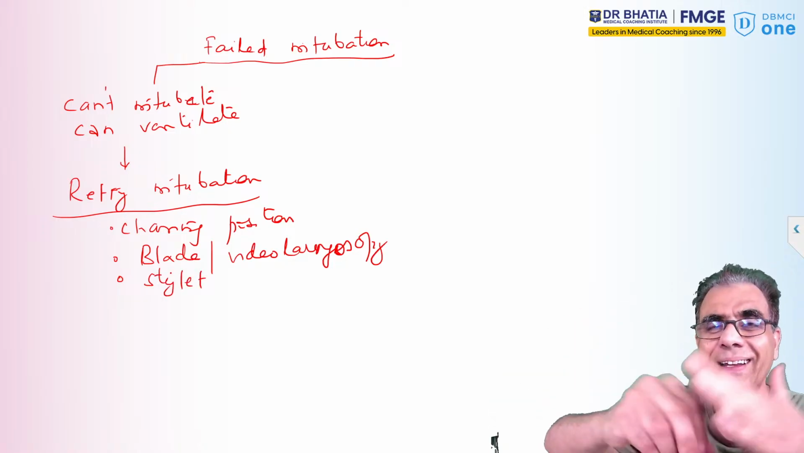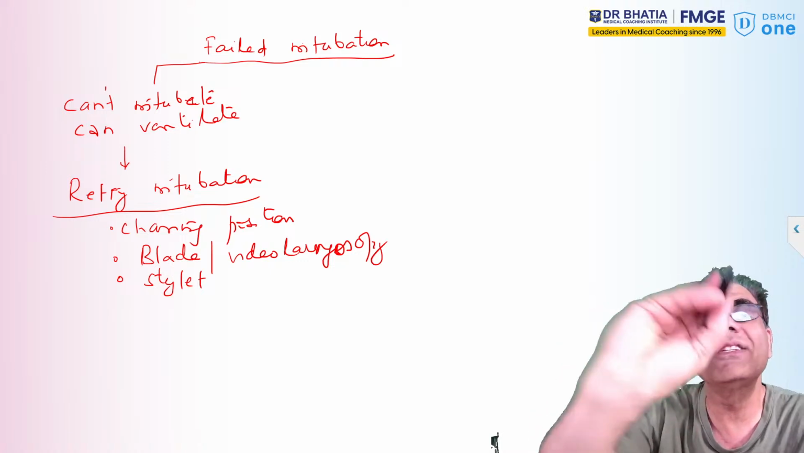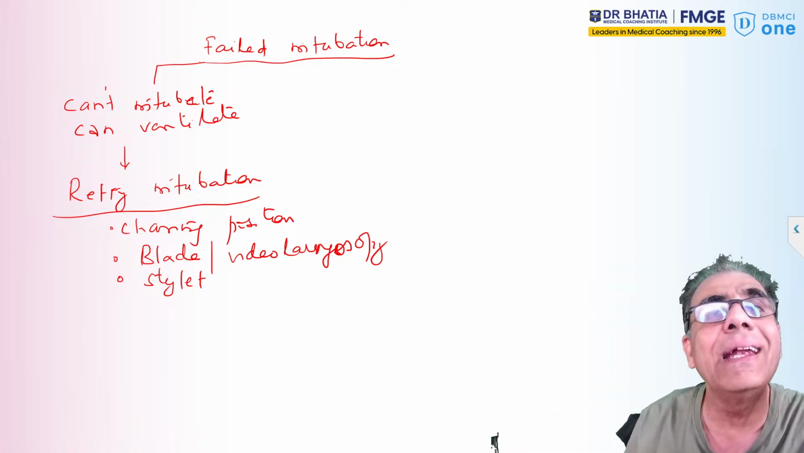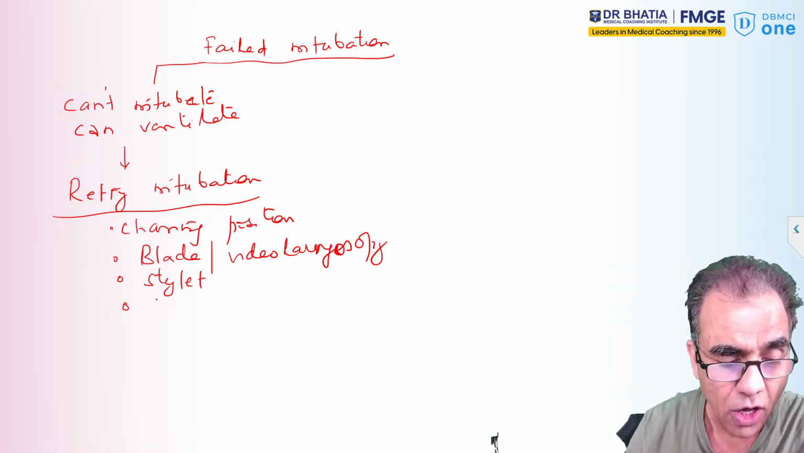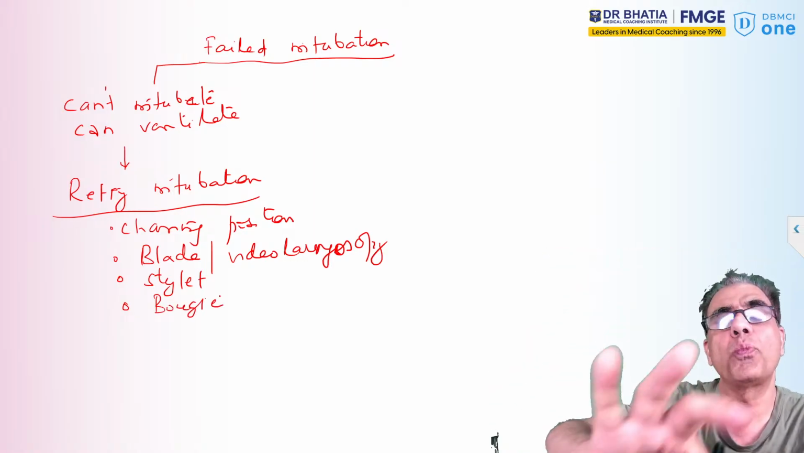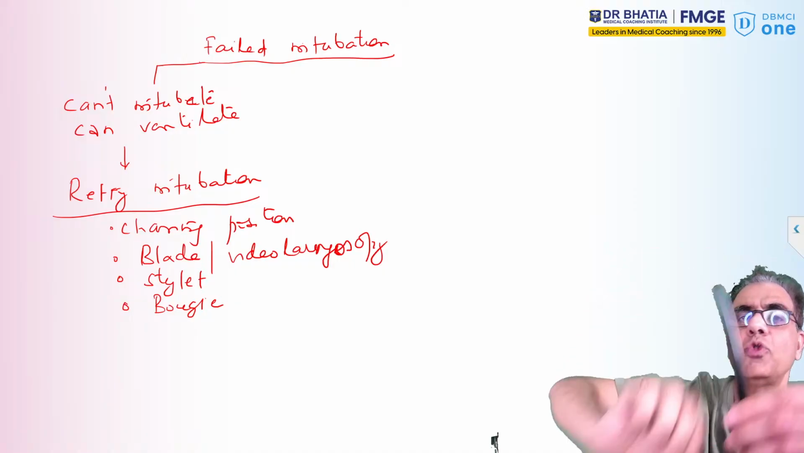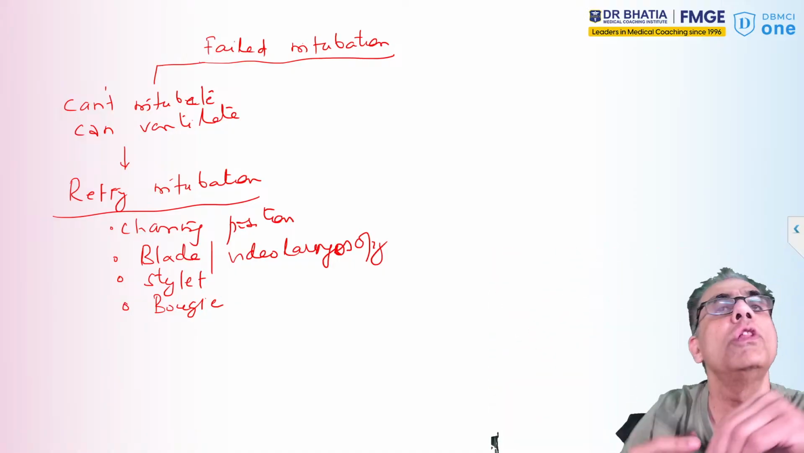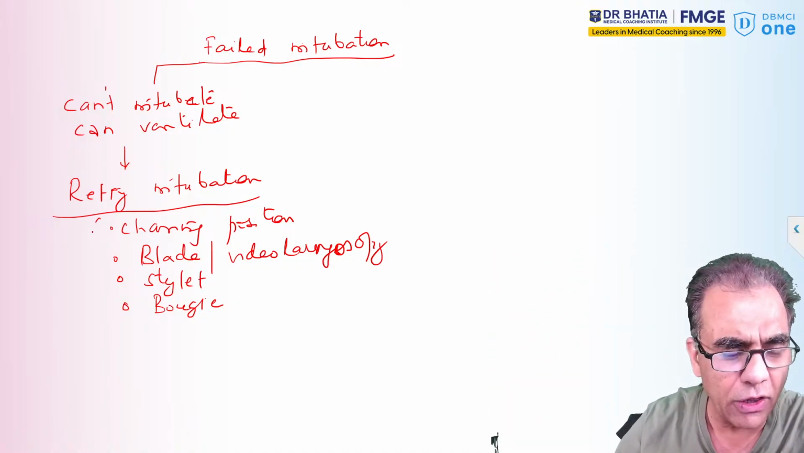Or you can use a stylet. You can put a stylet in the tube. Maybe your tube angle is not proper, or the larynx is anteriorly placed. You can use a stylet or you can use a bougie. The bougie is rigid, so you place the bougie, and over that bougie you railroad the endotracheal tube. So you can try all these things.